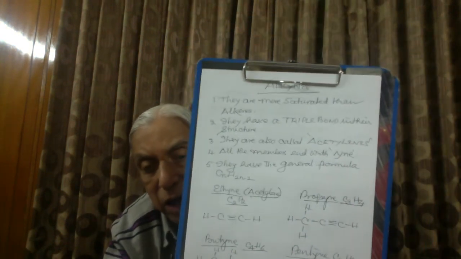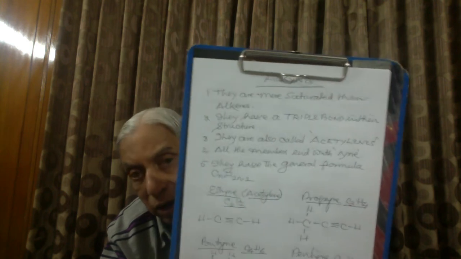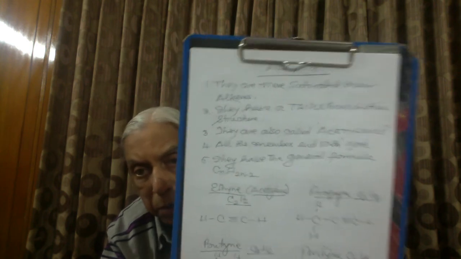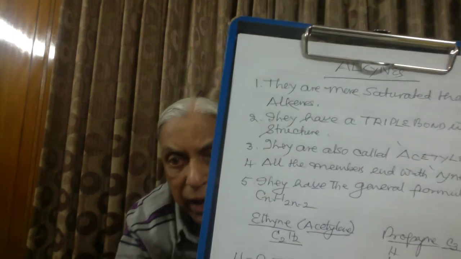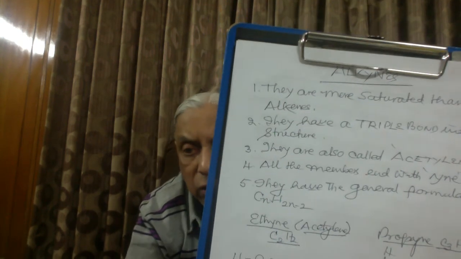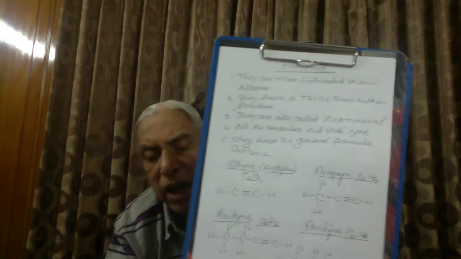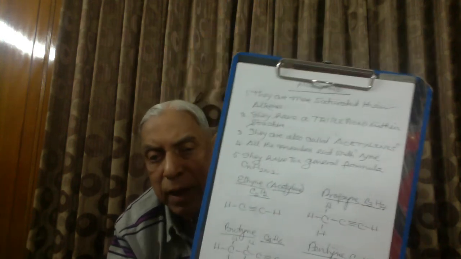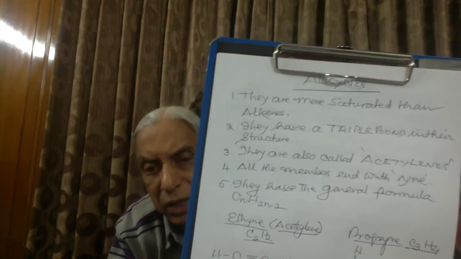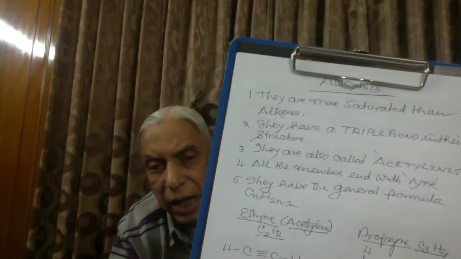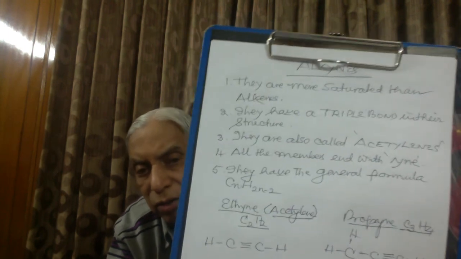So, they are the characteristics I have written. Once again, I go through it. Please see that one. They are more unsaturated than which one? Alkenes. And they have a triple bond in the structure, I have just told you. And they are also called what, which one? Acetylenes. Because the first member of the family is acetylene, and the entire family is called acetylene family. And then all the members end with YNE, and you must know that. And then they have the general molecular formula CnH2n minus 2.